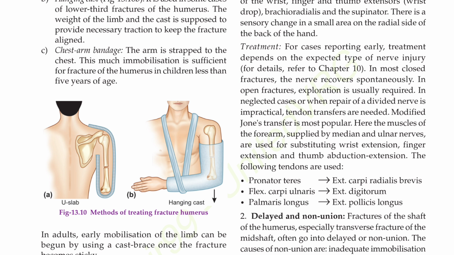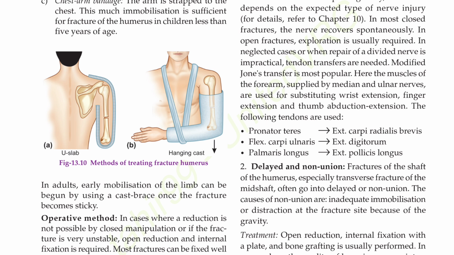Here the muscles of the forearm supplied by the median and ulnar nerves are used for substituting wrist extension, finger extension and thumb abduction and extension. The following tendons are used. Pronator teres is used for extensor carpi radialis brevis.